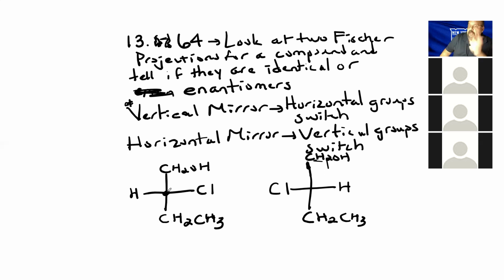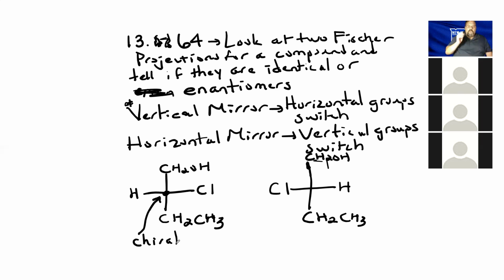Is it chiral? Does it have four different atoms or groups of atoms attached to it? Well, what's attached to it? You have H, you have Cl, you have CH2OH, and you have CH2CH3. So is that four different atoms or groups of atoms? And the answer is yes. So that carbon in the middle there is absolutely chiral.